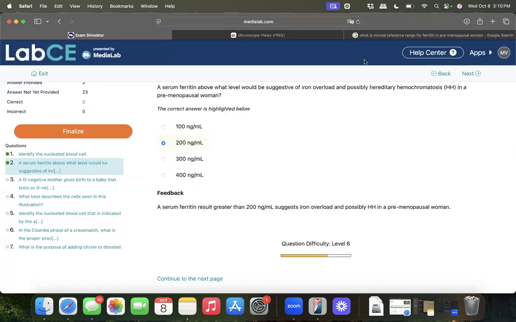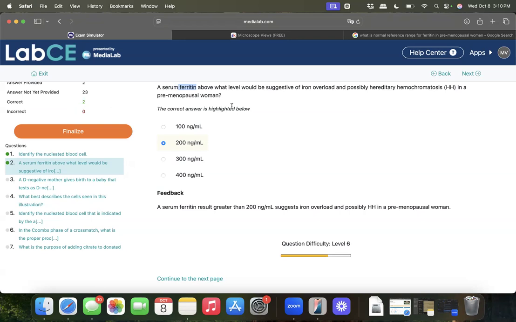All right, hereditary hemochromatosis is also known as iron overload. Serum ferritin, what does ferritin do? Anybody? Remember ferritin versus transferrin? No one remembers. So ferritin, I believe, is the one that stores the iron, and transferrin is the one that moves the iron in the peripheral blood, right?